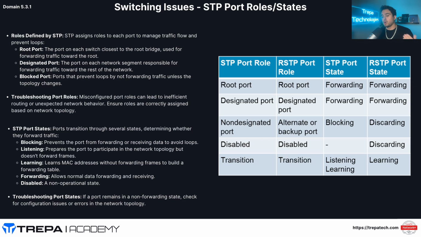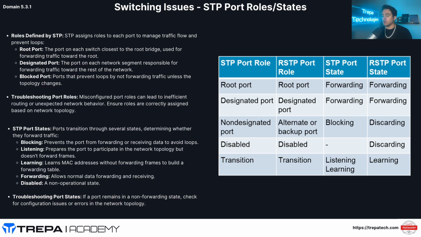Another thing we're going to go over here is the port roles and port states. So in spanning tree and rapid spanning tree are roles. The root port role is going to be how we forward to the root bridge. If we are the root bridge, we don't have a root port. And the state of that root port is always forwarding. So a root port equals forwarding, sending traffic.